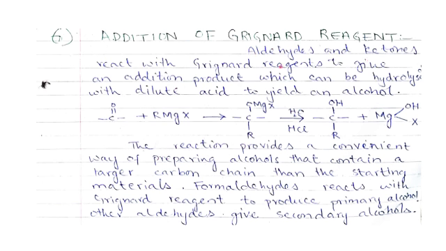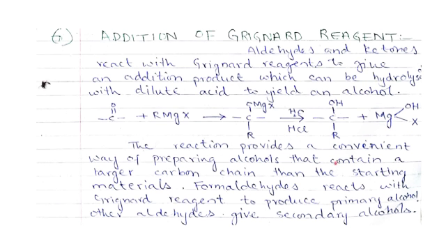Aldehyde and ketone react with the Grignard reagent to give an addition product which can be hydrolyzed with dilute acid to yield an alcohol. This carbonyl group is attacked by a nucleophilic addition of this Grignard reagent, and this leads to the formation of an intermediate addition product, which upon acid hydrolysis leads to the formation of the alcohol. It means that the alcohol is the final product of the Grignard reagent reacting with the carbonyl compound.